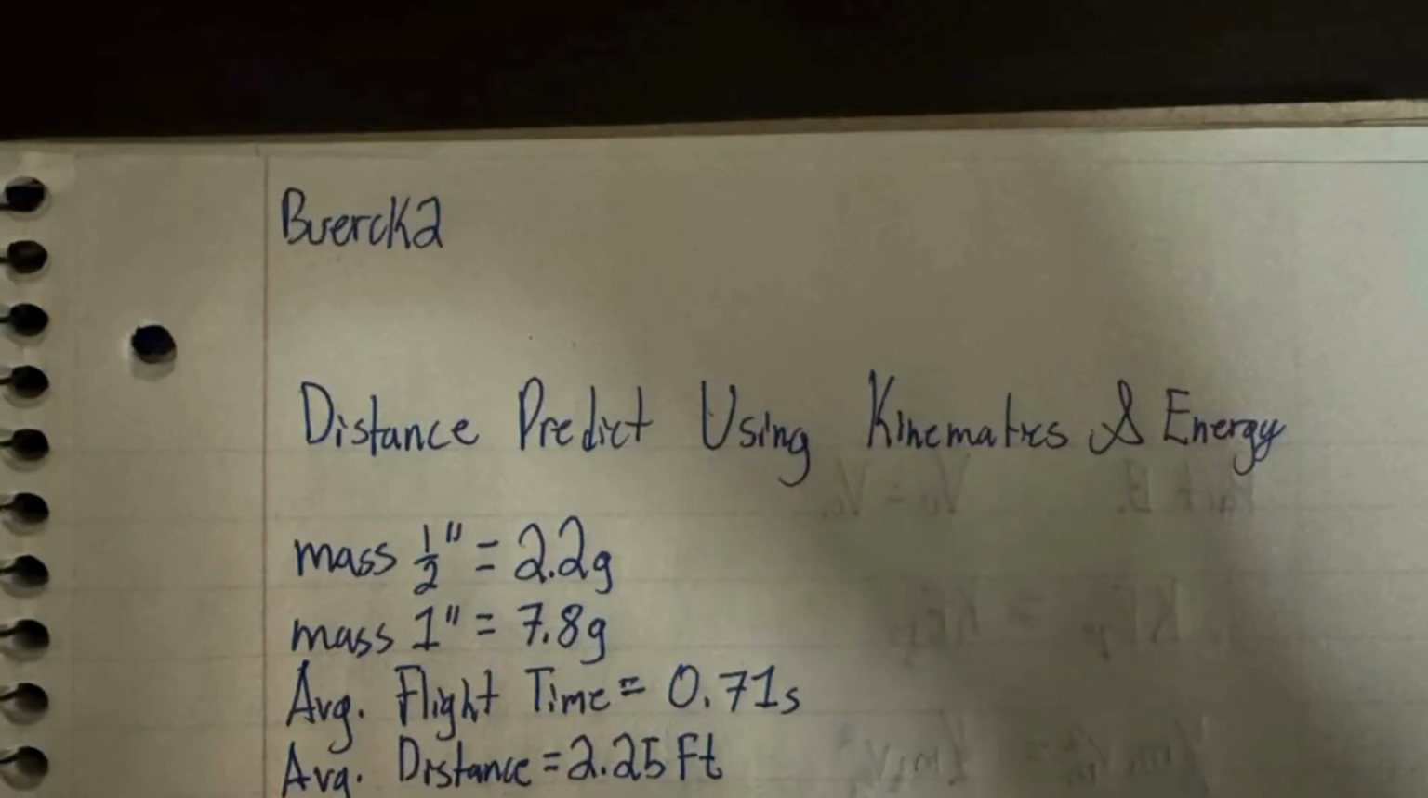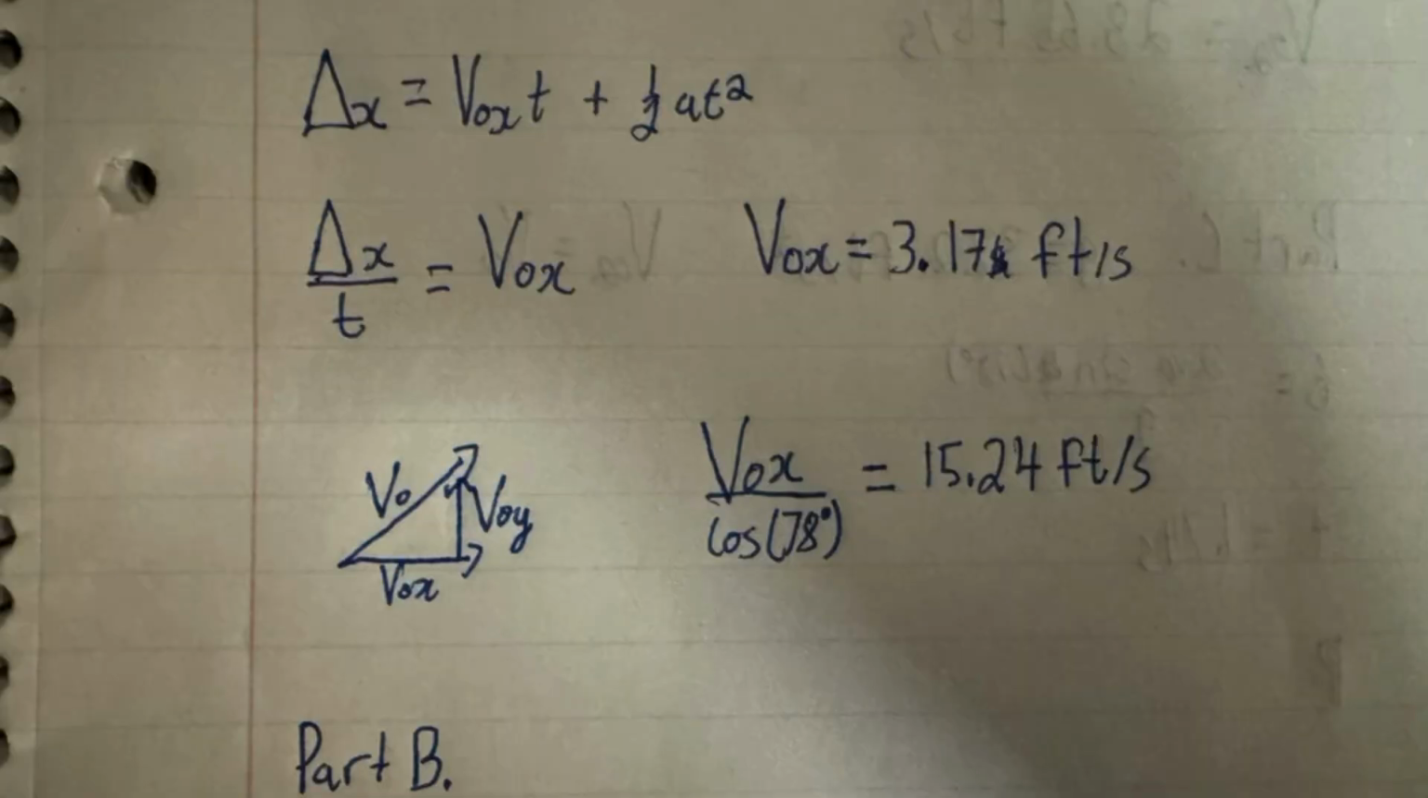These are the averages we used in order to predict how far a half-inch gumball would go, using the averages of flight time and distance with the 1-inch gumball. These values are listed here. Since this is a projectile motion question, we split the vertical and horizontal axes and evaluated them differently.